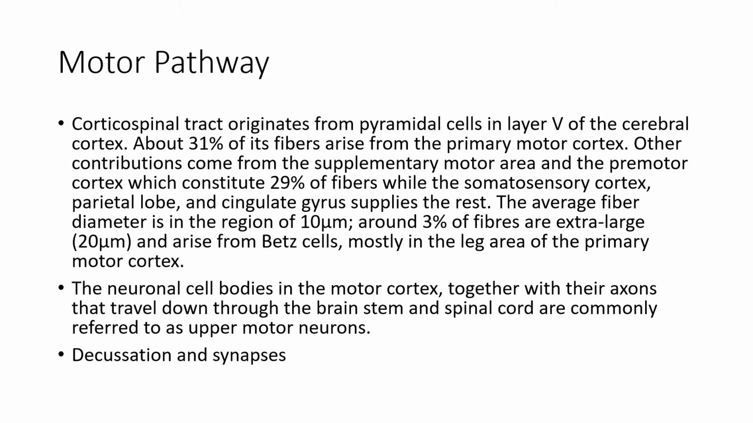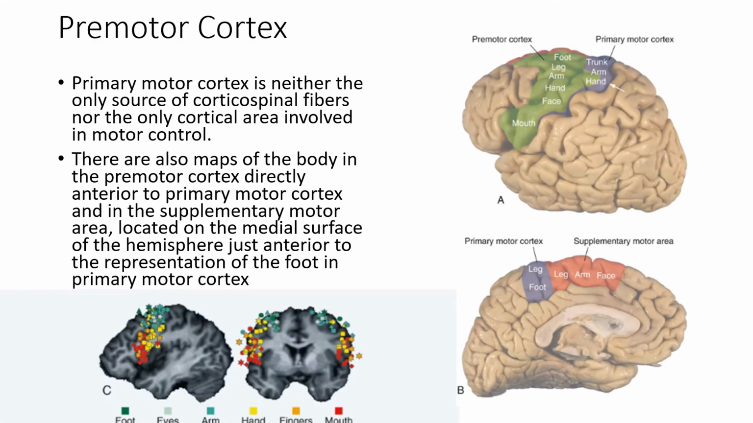The average fiber diameter is in the region of about 10 microns. Around 3% of fibers are extra large, 20 microns, those pyramidal cells of Betz, mostly in the leg area of the primary motor cortex. So remember homunculus man, leg area, medial. Neuronal cell bodies of the motor cortex, together with their axons that travel down through the brainstem and spinal cord, are commonly referred to as upper motor neurons. So it crosses over and then synapses.